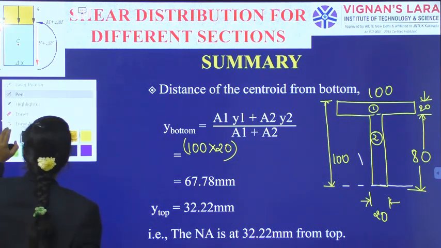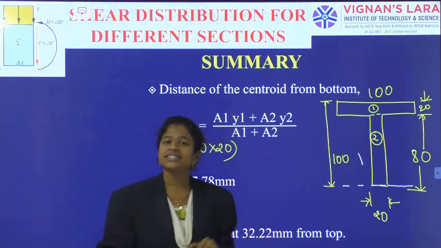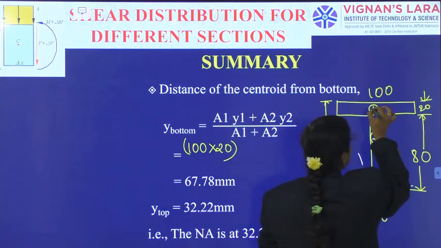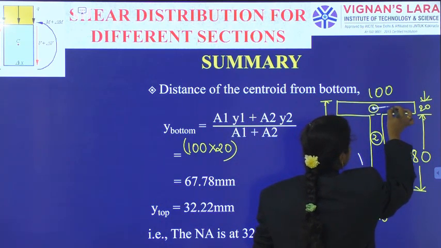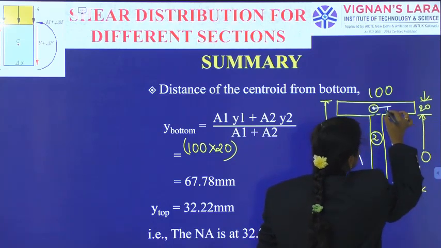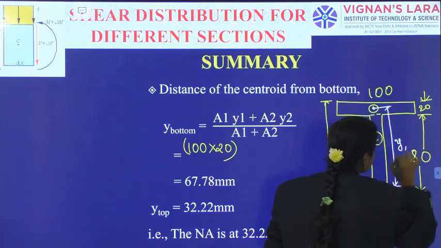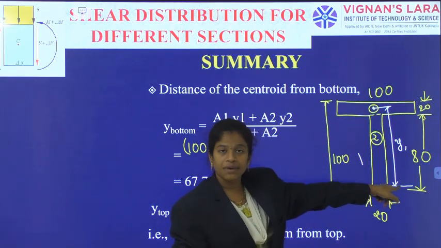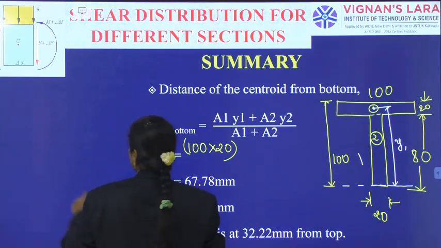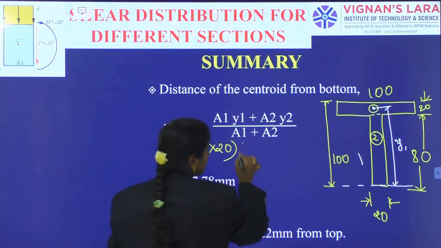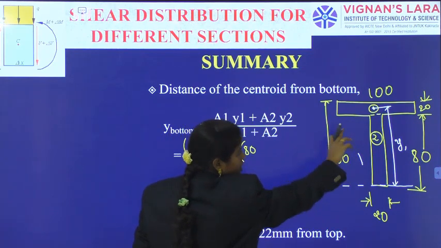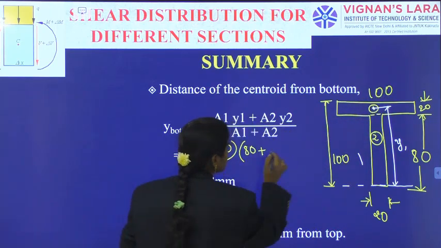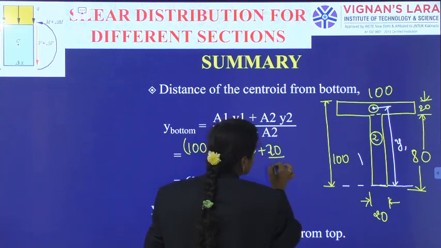And the next thing I need to do is measurement of y1. What is this y1 measurement? For this area, there is a centroid location. From the centroid location, what is the distance to the bottom axis? That is y1. As I already know, the measurement is 80, so this portion is 80 plus some portion. How much will it be? That is 20 by 2, which is 10, or if you want you can write it as 20 by 2.